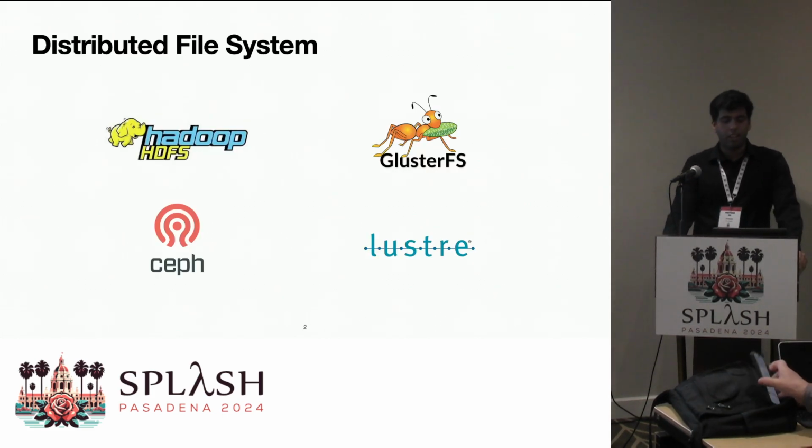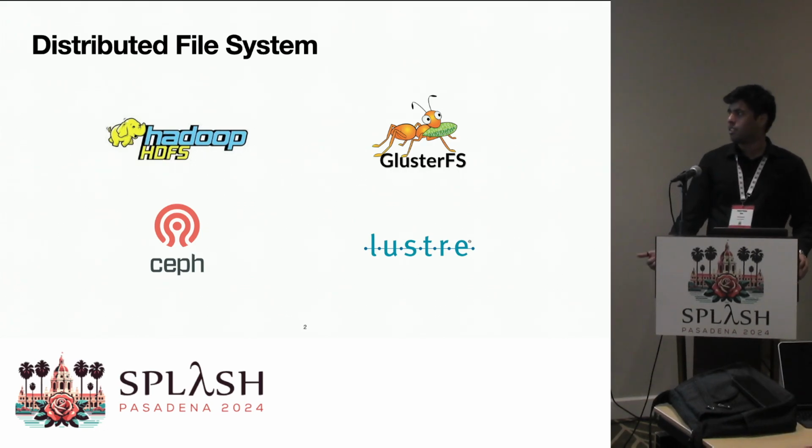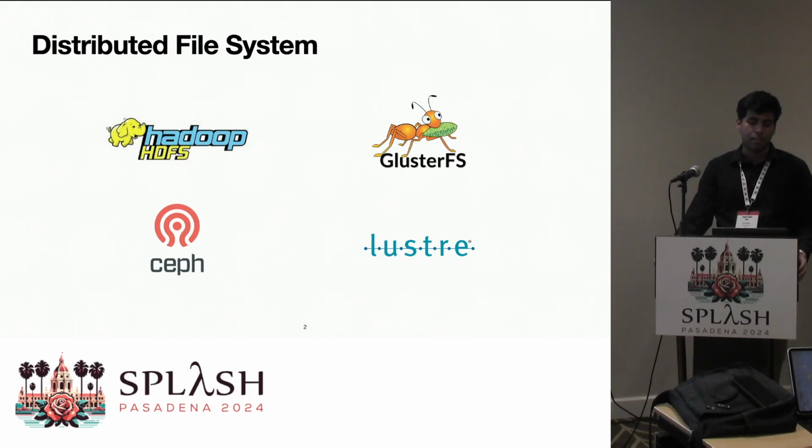So there are a lot of distributed file systems out there, such as HDFS, Ceph, Lustre, GlusterFS, and many of them being integral parts of popular system infrastructures. For example, Apache Spark used to use HDFS as its main storage layer when it first came out.